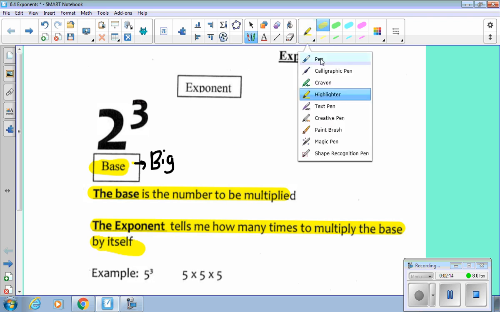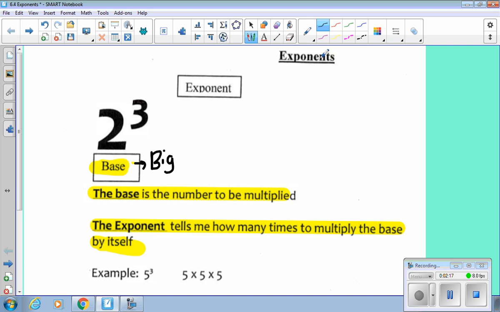Not how many times you multiply it by the base, but how many times you multiply the number by itself, which is where you're going to get messed up. So the exponent then is going to be this little number right here. The exponent is always going to appear smaller than the base. Whereas it might be hard to see in this example, you can see it much better here. So the 5 here is your big number, therefore it is your base. The 3 is a little number, and it's the exponent.